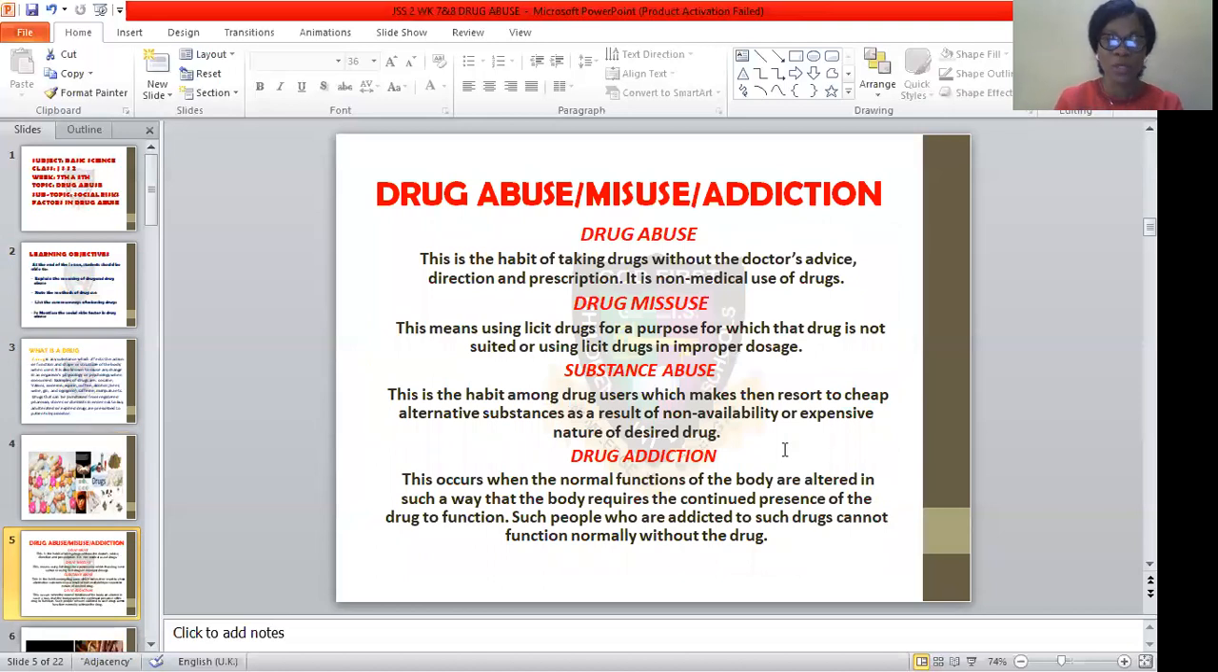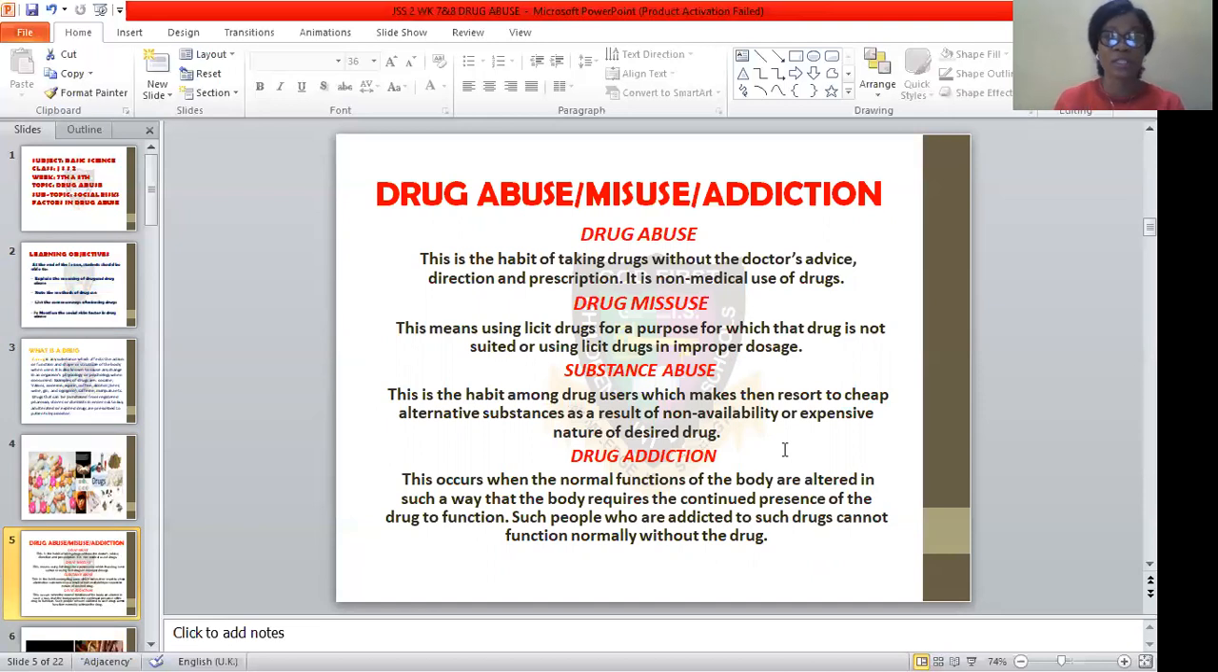What is drug abuse, misuse, and addiction? Drug abuse is the habit of taking drugs without the doctor's prescription, advice, or direction. It is non-medical use of drugs. That is, once you use a drug in a non-medical way, because the drug you are using is not prescribed by a doctor, it is categorized as abusing such drug.